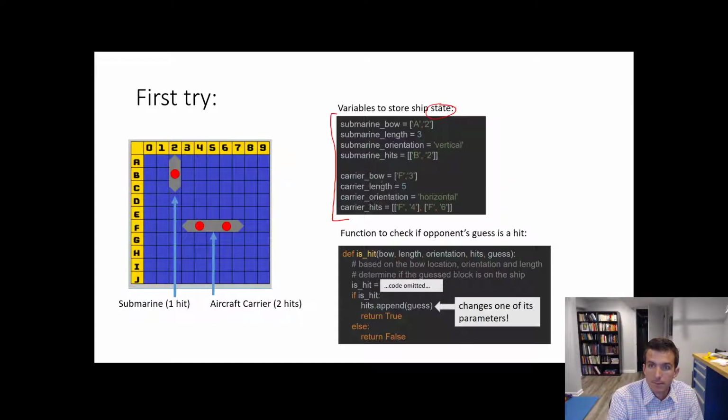Yeah? So look through these 4 variables per ship and try to convince yourself that this is enough to recreate this game board. And if you don't think it is enough, let me know. What do you think? Does it make sense? So like the hits, what kind of data type is the submarine_hits? Riki, what do you think?